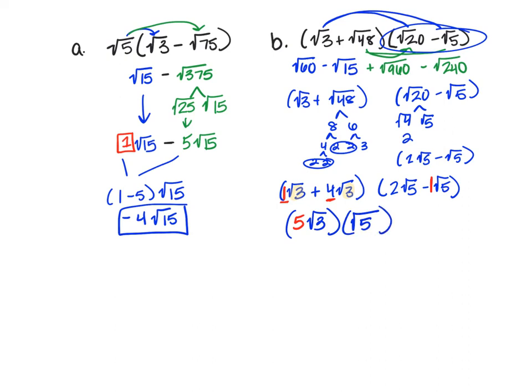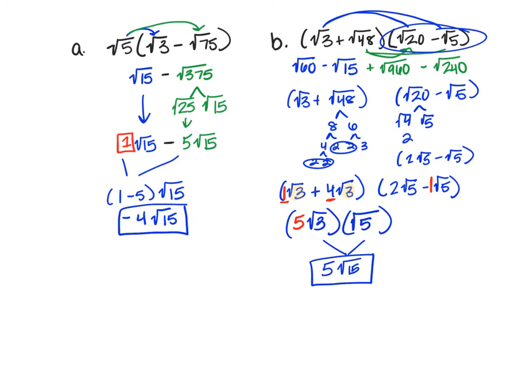And now we're going to multiply these two together. So now we're just going to do root 3 times root 5. That's root 15. And then there's nothing to multiply the 5 by, so your final answer is 5 root 15.